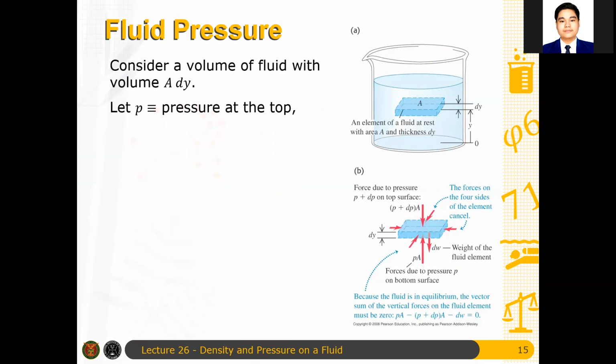Diba? For example, nag-swimming ka, tapos habang lumalalim ka, bumibigat yung push sa'yo ng water kasi mas ang dami ng water na nasa taas sa'yo. At some point lumalaki yung pressure ng fluid in the body as you go deeper into the ocean, for example. Okay, so we have that experience. The question now is, is this actually true? So let's consider this volume of fluid here, which has a height dy, and let's say that the area of the fluid is A. And then we know that pressure increases with depth.